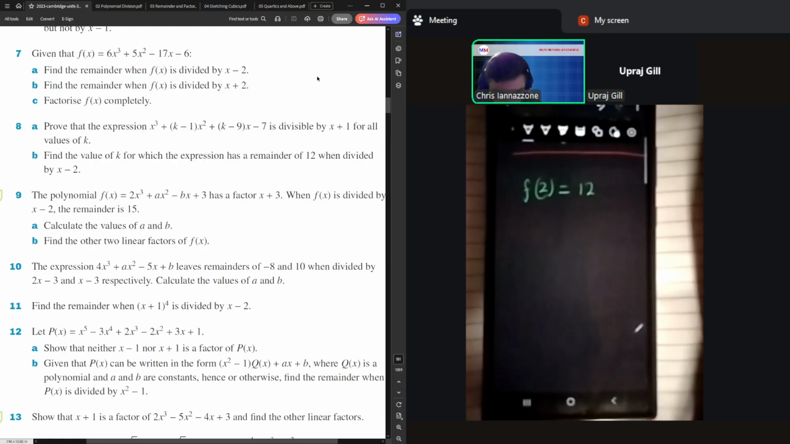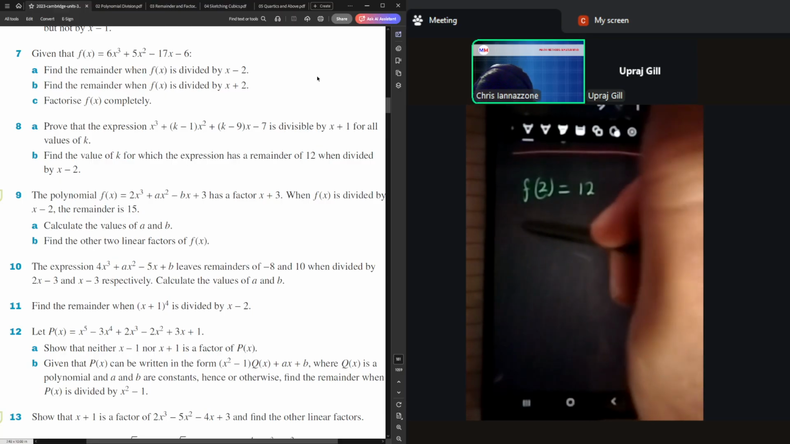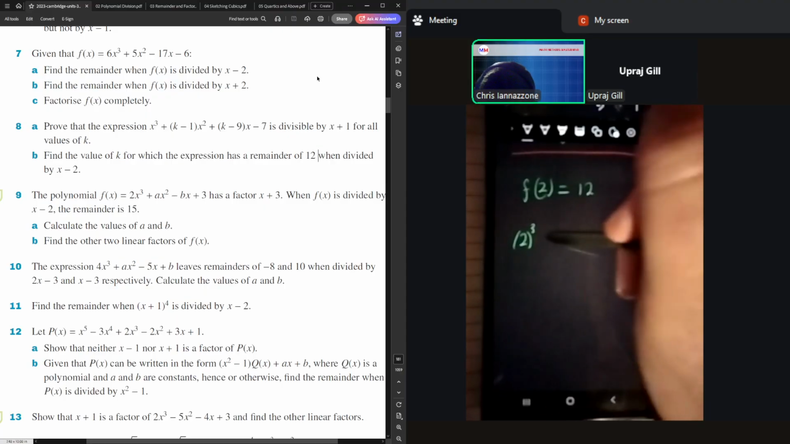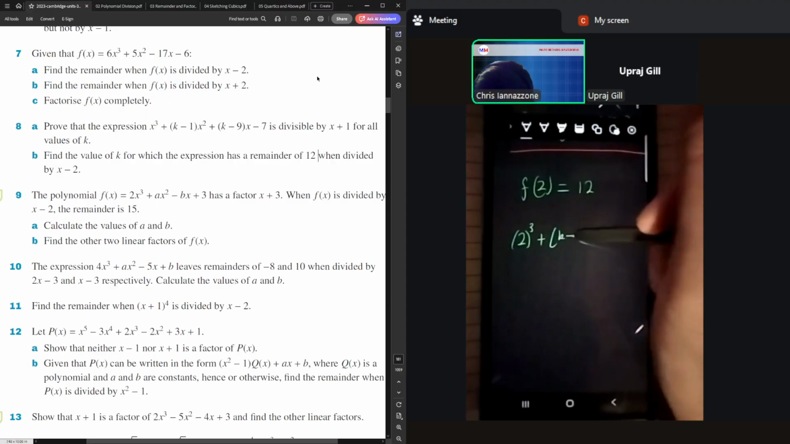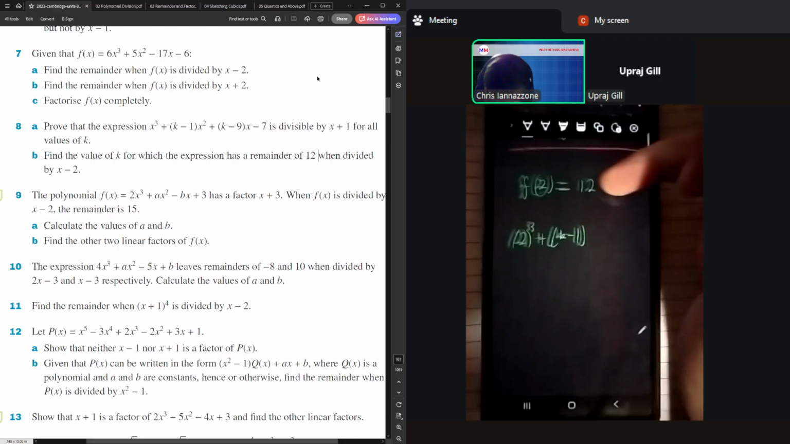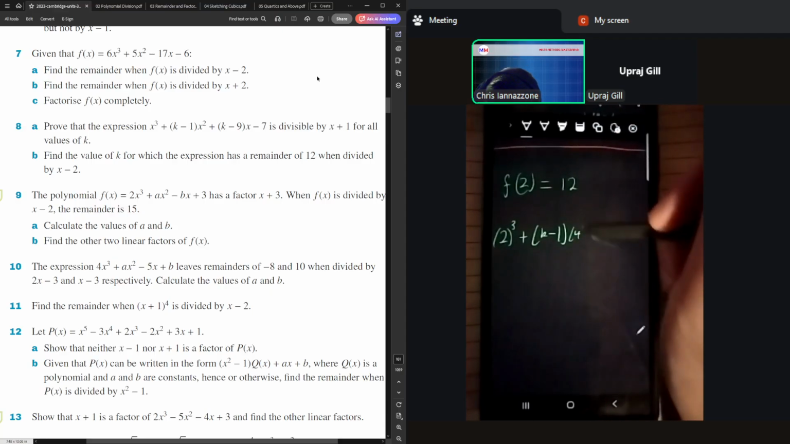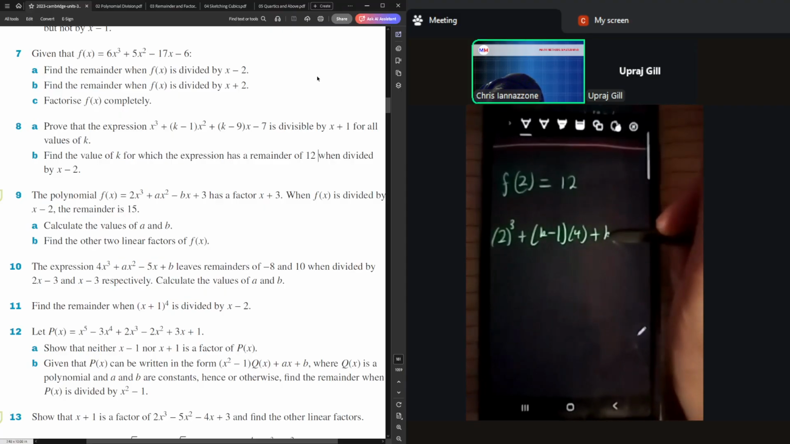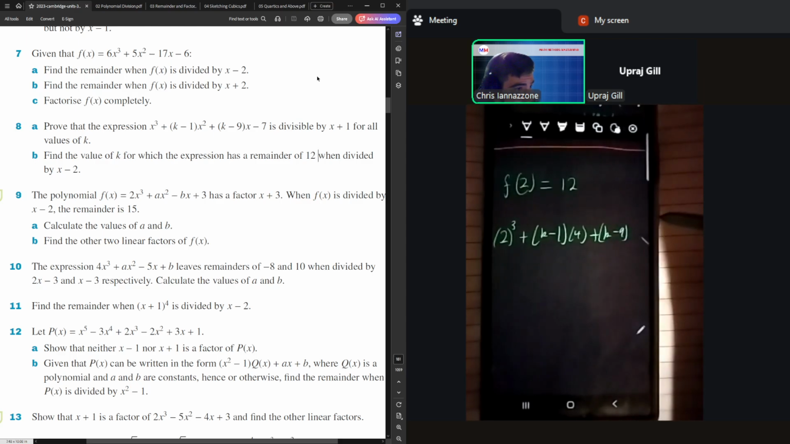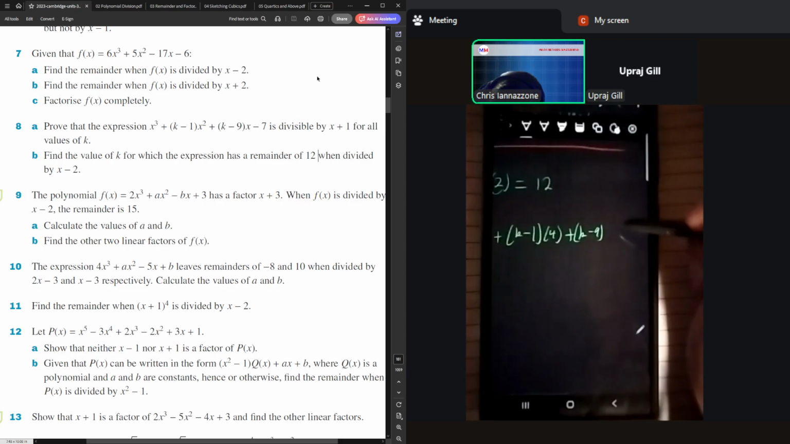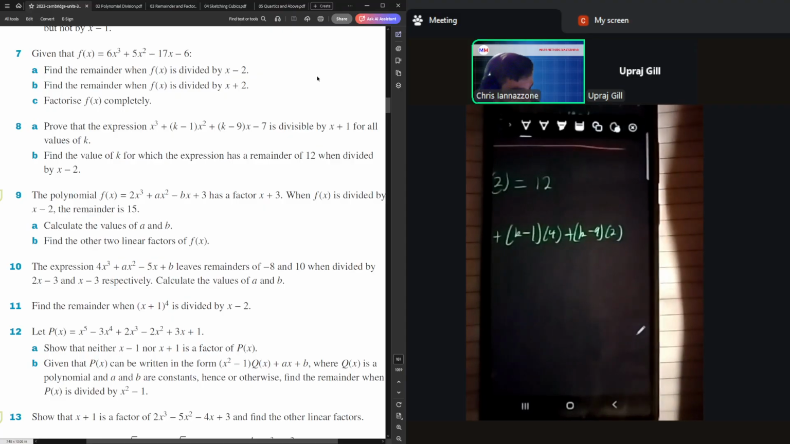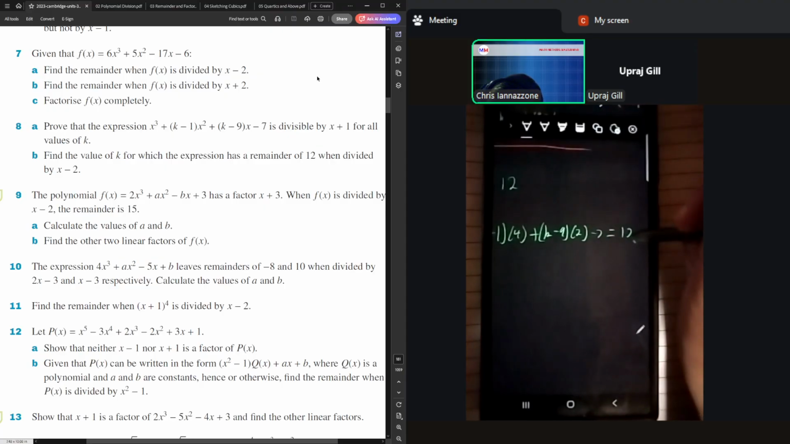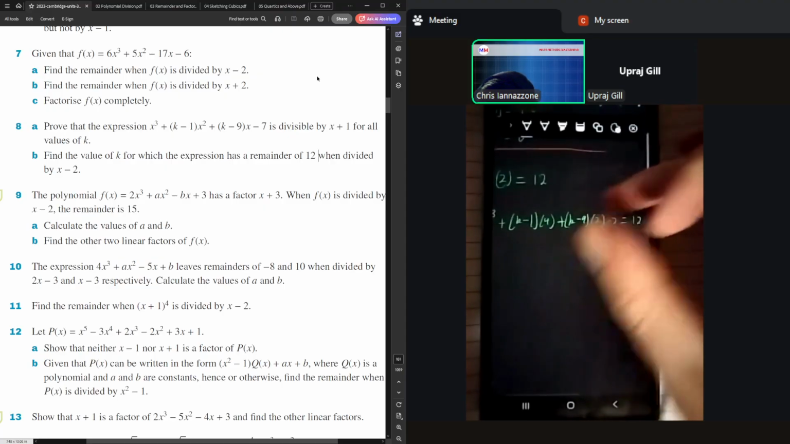So yeah, once again, I'm just going to now plug everything in. So we're going to have 2 cubed plus k minus 1, 2 squared, so 4, plus k minus 9 times x, so 2, and then minus 7. That's going to equal 12. This is probably going to be linear.